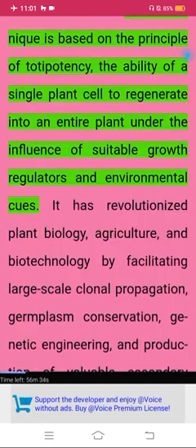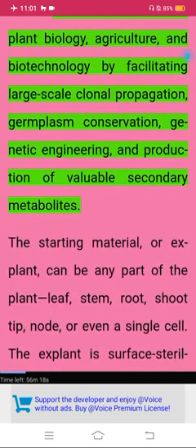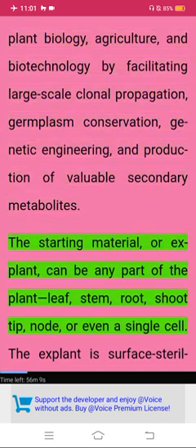This technique is based on the principle of totipotency, the ability of a single plant cell to regenerate into an entire plant under the influence of suitable growth regulators and environmental cues. It has revolutionized plant biology, agriculture, and biotechnology by facilitating large-scale clonal propagation, germplasm conservation, genetic engineering, and production of valuable secondary metabolites. The starting material, or explant, can be any part of the plant: leaf, stem, root, shoot tip, node, or even a single cell.